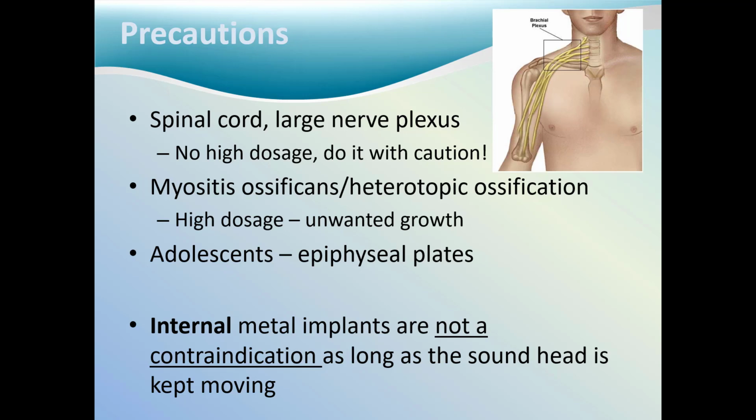The precautions for the use of ultrasound include the spinal cord or large nerve plexuses, such as the brachial plexus. We would not want to use very high dosage. And if we are going to perform ultrasound, we need to do it with extreme caution.